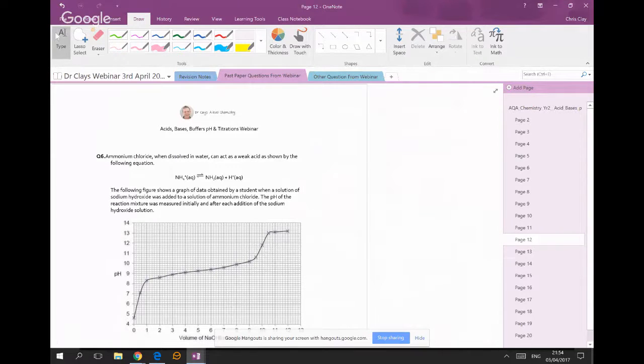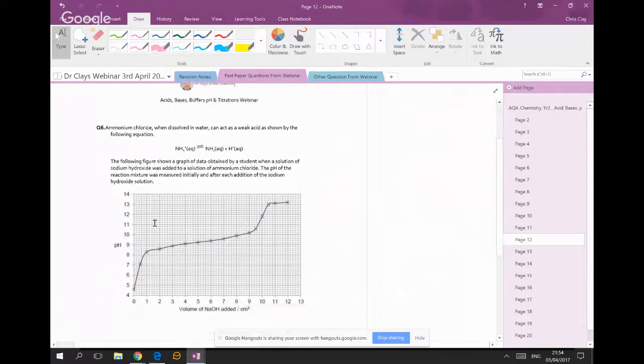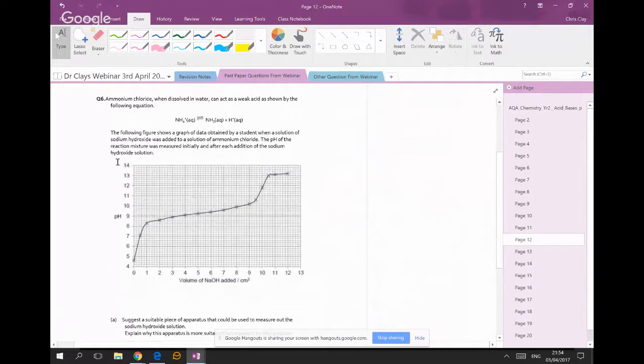This is sort of a practical question. Being able to do some of these buffer questions is in your required practical skills. They expect you to know how to use a pH meter, and it is in my practical skills video, so make sure you're aware of those. Here we go. This is some graphing data where we've got some sort of acid. I know that because we're at a low pH. And here we're adding a volume of sodium hydroxide.